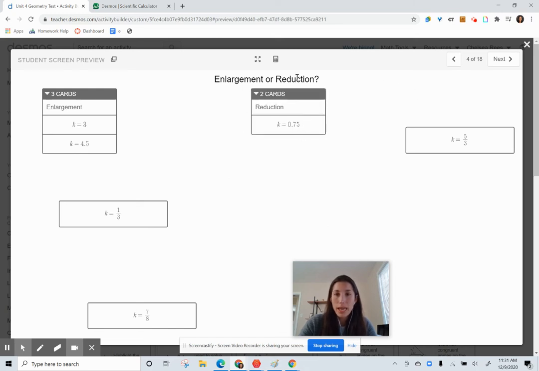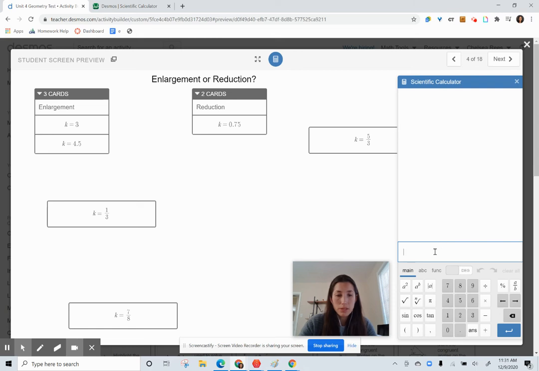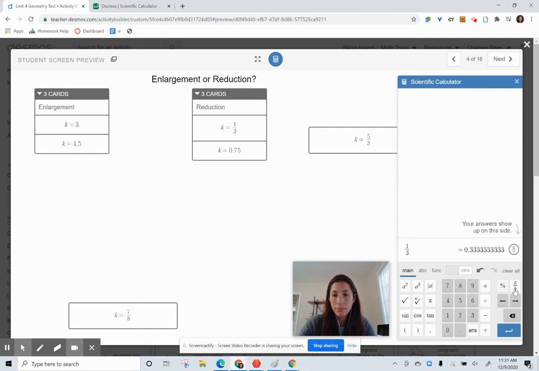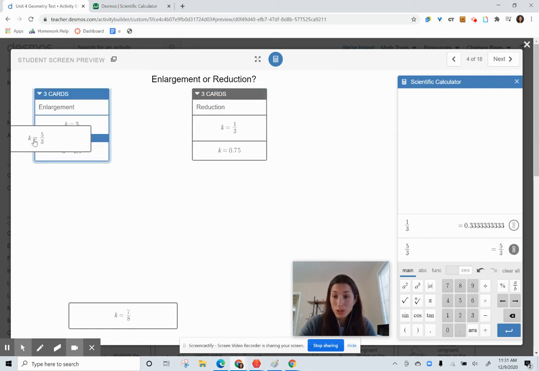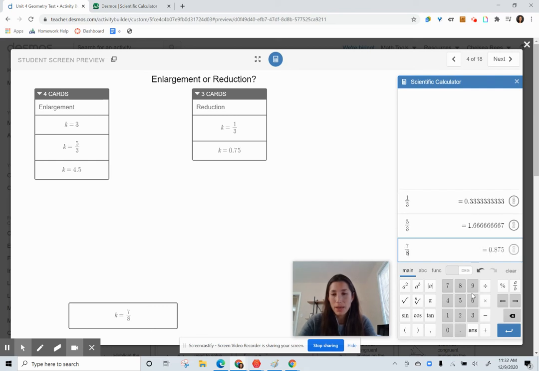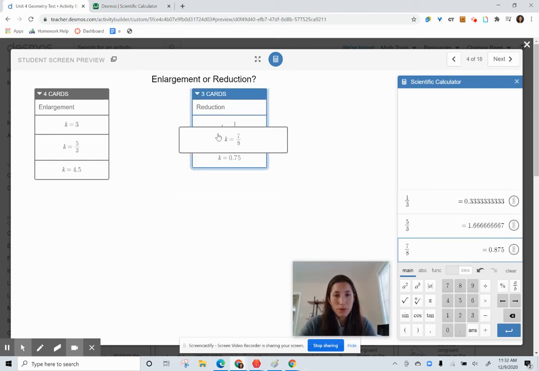That's a reduction. And then for the last ones, if you want to put them into the calculator here, 1/3, 0.3 repeating, that's a reduction. Or 5/3, that's 1.6 repeating. That would be an enlargement, 1.6, bigger than 1. And then 7/8, our last fraction here. 7 divided by 8 is 0.875, and we're going to put that into the reduction. So enlargements are greater than 1, reductions are between 0 and 1.